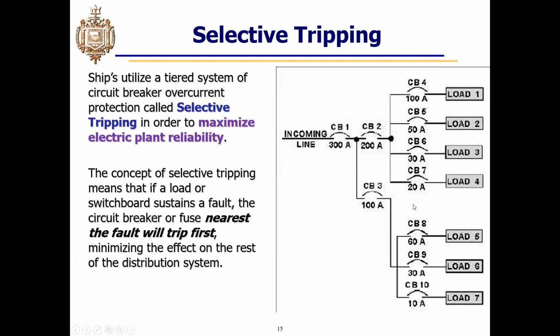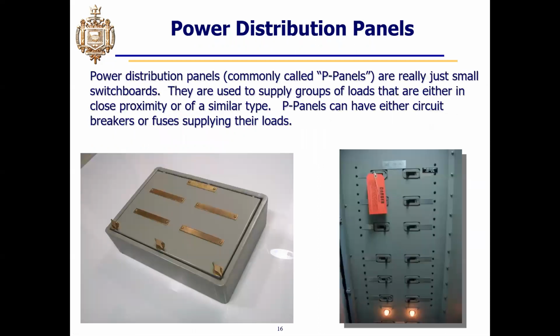Also, if the whole bus shorts out, we would want its feeder breaker to trip and not lose power to the other panels and affect the rest of the distribution system. So again, you want the circuit breaker or fuse that is nearest the fault to fail or to trip open. That way it minimizes the effect and prevents interruption of power to the rest of the electric line. And you'll see this on your ships.